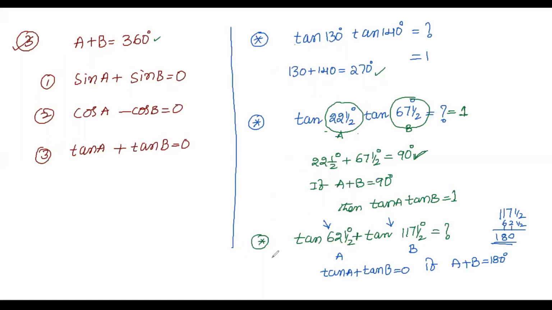So it is not necessary that you know what tan 62.5 is separately, or tan 117.5 separately. But the sum of the angles is 180. That's why tan A plus tan B becomes 0. These are important properties, guys, we should go through. Please remember this. Okay.